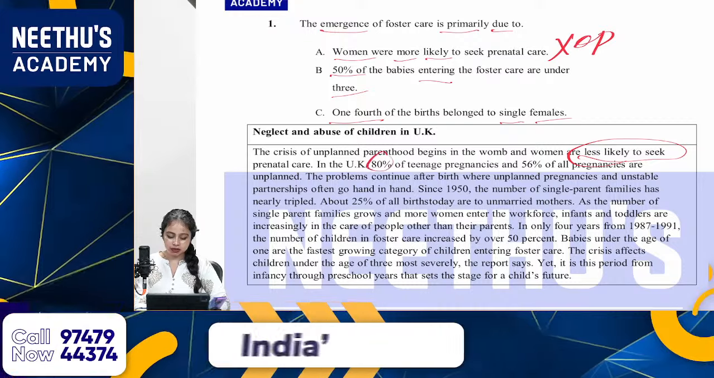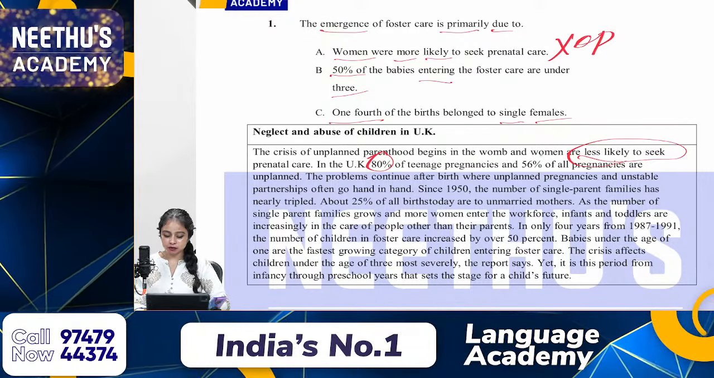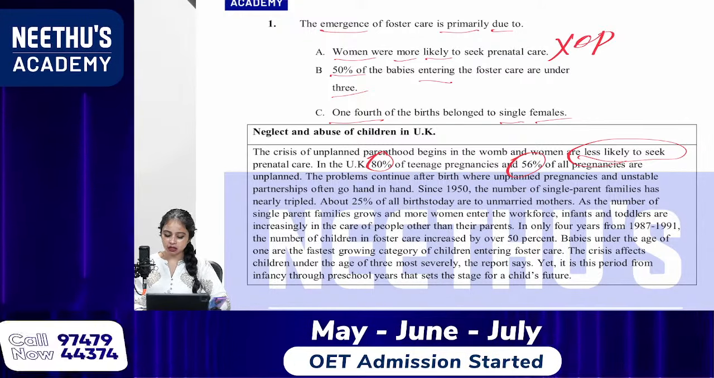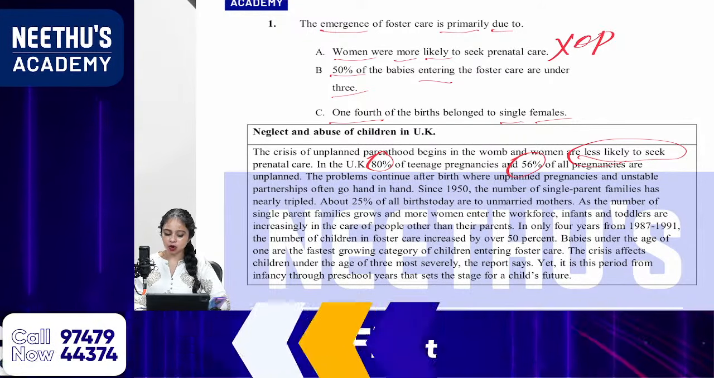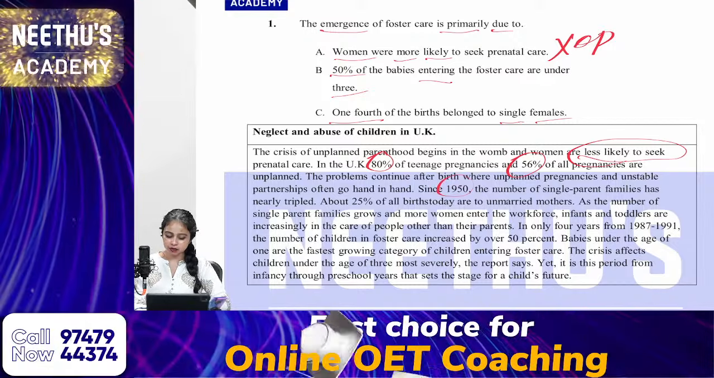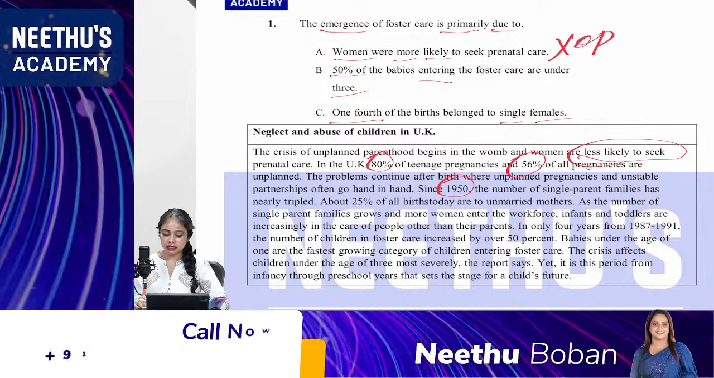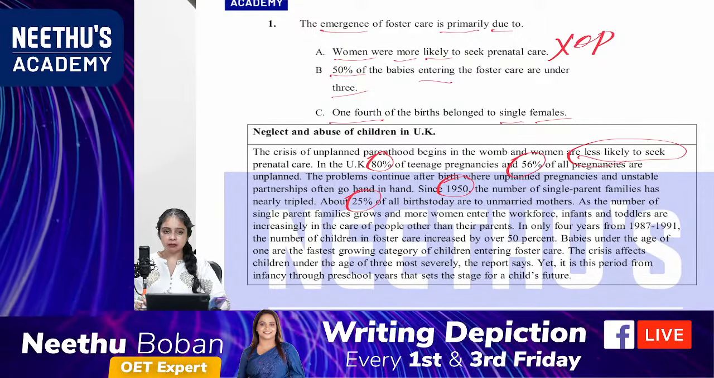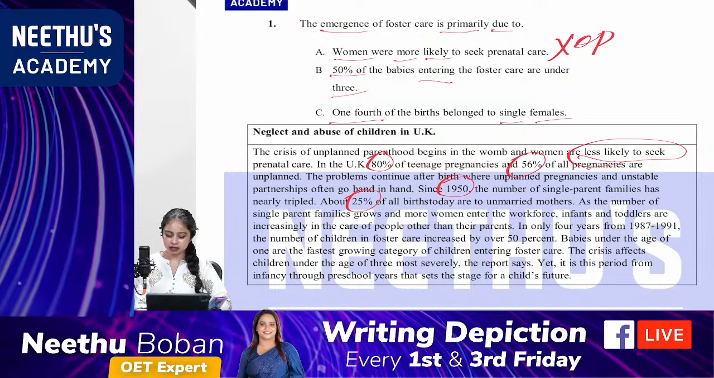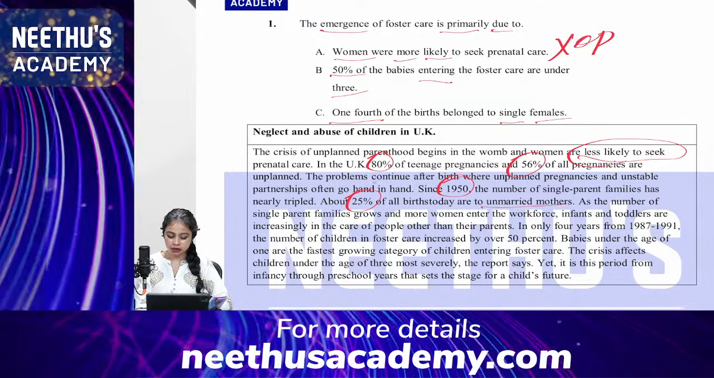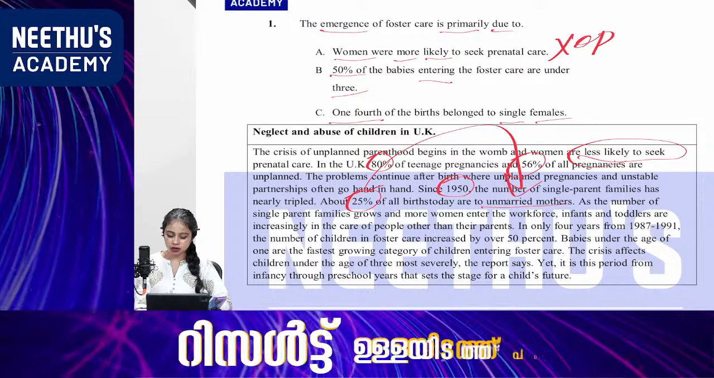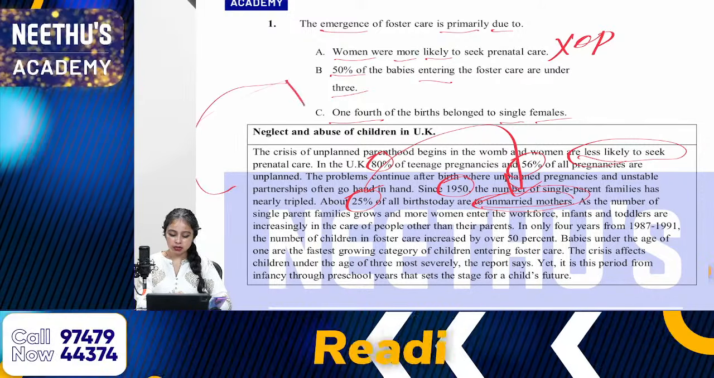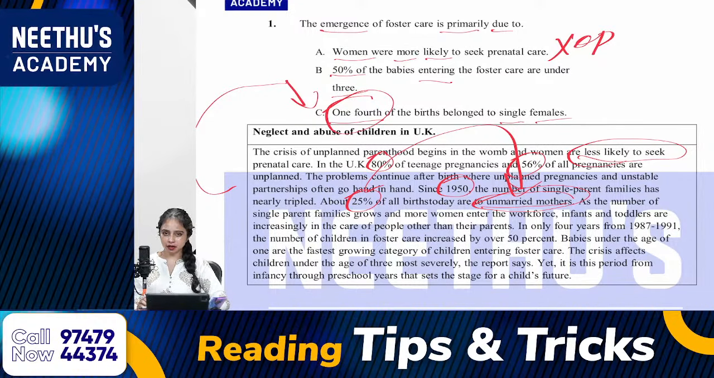In the UK, 80% of teenage pregnancies and 56% of all pregnancies are unplanned. The problems continue after birth, where unplanned pregnancies and unstable partnerships often go hand in hand. Since 1950, the number of single-parent families has nearly tripled. About 25% of all births today are unmarried mothers. So what is the correct answer? See? Okay, 25% of all births today are to unmarried mothers. So it is tracing towards option C, 1/4, which means 25%.